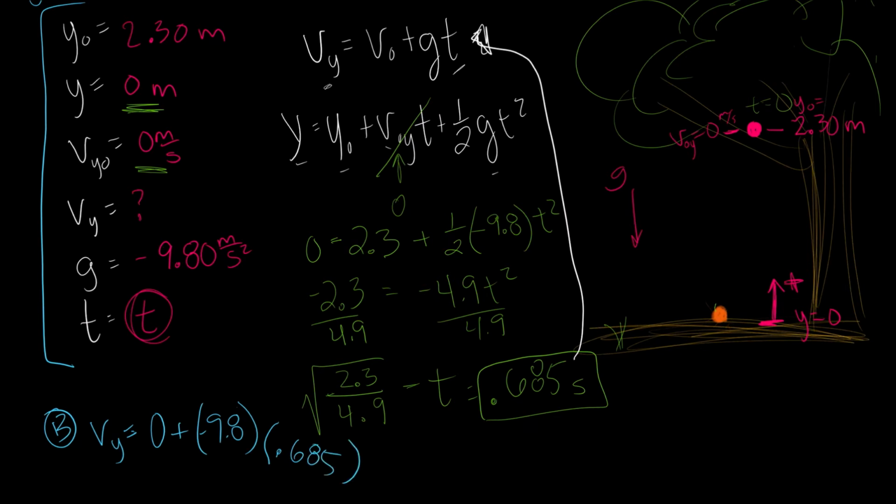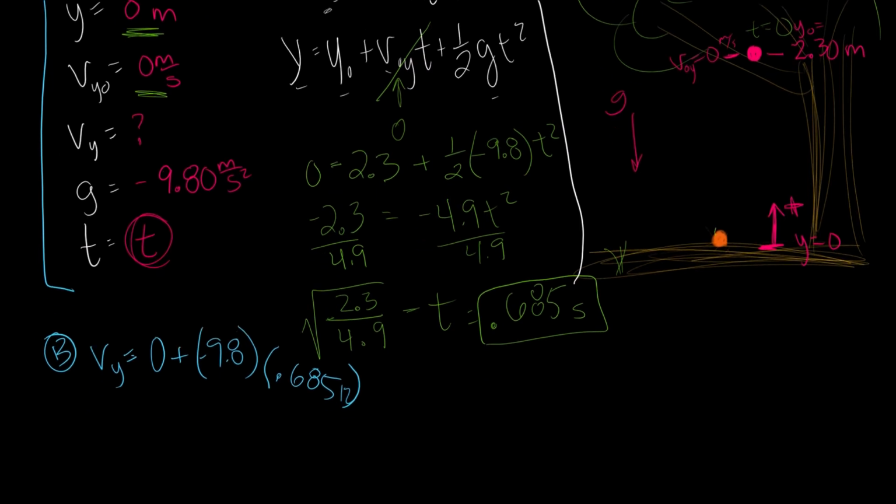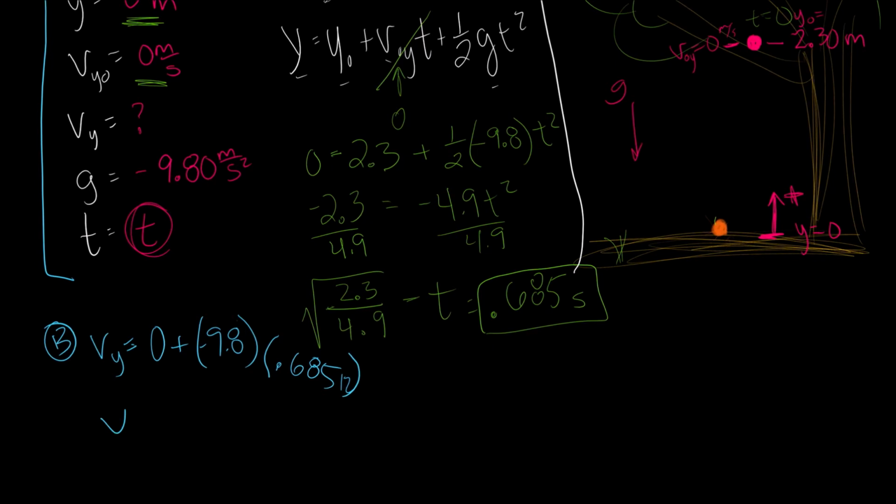And I carried out the decimal places, so I think it was like 0.68512 or something like that when I plugged it into my calculator. I just actually took my answer from the previous part and multiplied by negative 9.8. Okay, so that means our velocity when the monkey reaches the ground. And you'll notice that we plugged in that exact time when he hits the ground.